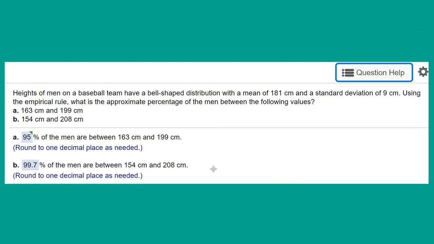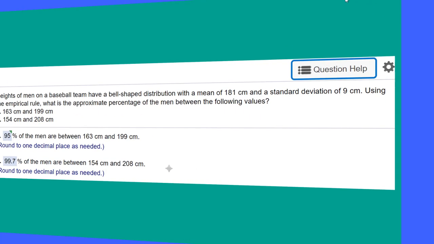I have a problem out of Larson Chapter 2 on descriptive statistics. We're given the information about heights of men on a baseball team. We're told that they have a bell-shaped distribution, which should be a clue that this is a normal distribution. We're given the distribution's mean of 181 centimeters and a standard deviation of 9 centimeters. And we're asked to use the empirical rule to find the approximate percentage between these two sets of values.